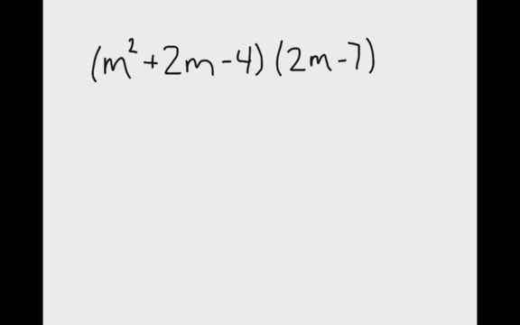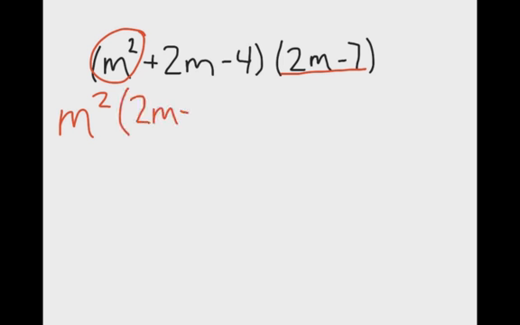Now we will look at a trinomial times a binomial. So we're going to use the same idea of multiplying everything in the first parentheses times the second parentheses. But if you notice, there's more than just 2 in the first one, so we can't use our FOIL term. So first we're going to take our m squared and multiply it by everything in our second parentheses. So we'll have m squared times 2m minus 7.